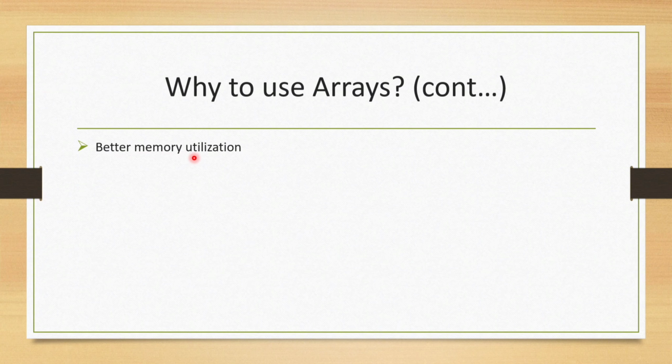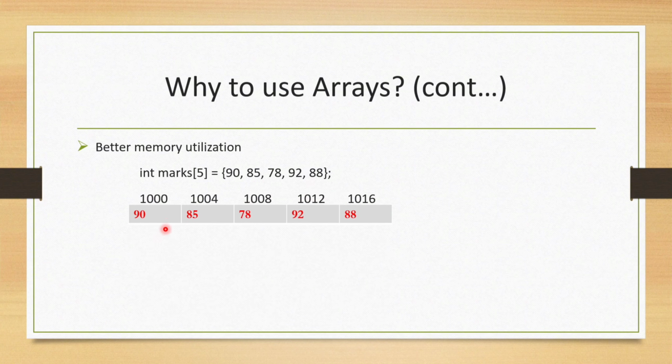Next, we have better memory utilization. Now, let us consider the same example as previous, where we stored 5 subject marks. Now, let us see where these values are actually stored in the memory. The first value is stored at 1000 address, and next value is stored at 1004, and so on. We consider 1000 just for an example. This next address will be 1004 because the integer value is of 4 bytes. So 1000 plus size of integer, which is 4, 1000 plus 4 is equal to 1004, and so on.